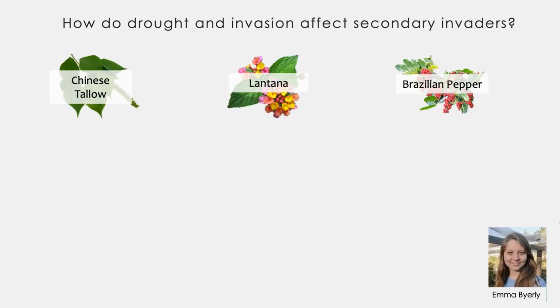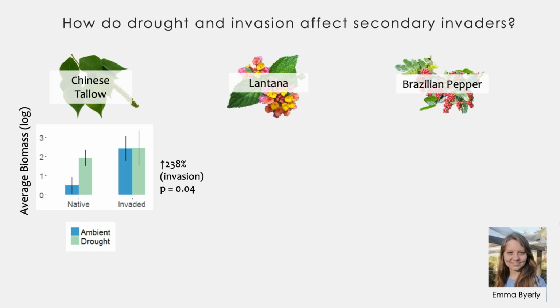Okay, so another interesting question here, a biotic factor that may drive long-term patterns in these invaded communities, is the role of secondary invaders. And so we know now that in many systems, we're not facing one invader, but we're facing multiple invaders. And so I've long been interested in how these multiple invaders might be interacting. And so this is some excellent work done by an honors undergraduate student, Emma Byerly. And what she did was to take Chinese tallow, lantana, and Brazilian pepper and experimentally introduce them into these plots under these invasion and drought conditions.